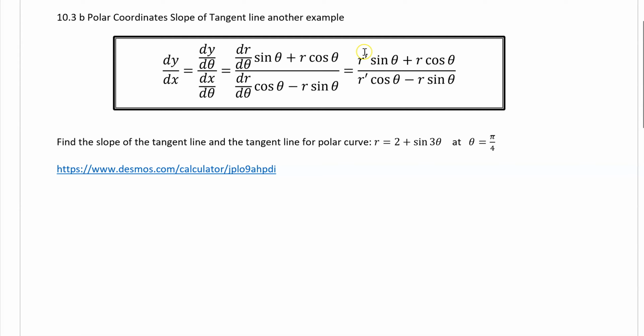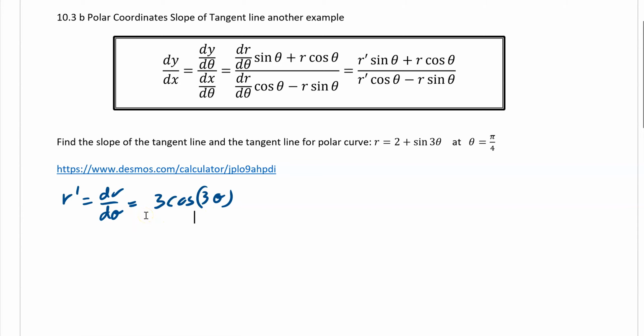So what we need to do first is just find r prime. We already know sine theta, r, and cosine theta. There's r, and those just stay the same because they're already in terms of theta. So we just need r prime. So what is our r prime? And again, that's dr d theta. And so that would just become 3 cosine of 3 theta. Remember, you got to use chain rule. So it would be cosine 3 theta times 3.